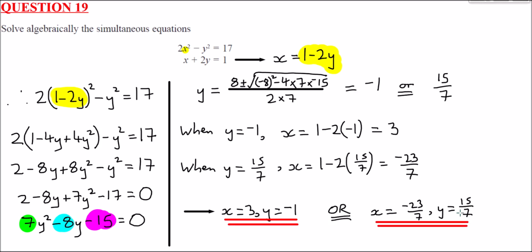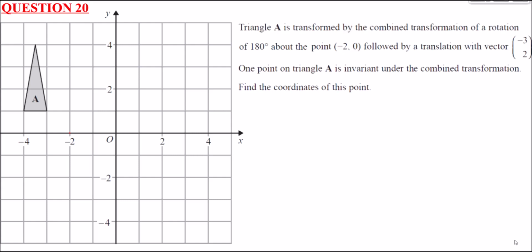So two pairs of solutions, make them match up correctly, and we're done. So that's question 19 complete. Last but not least, the final question. So we've got some transformations to consider.